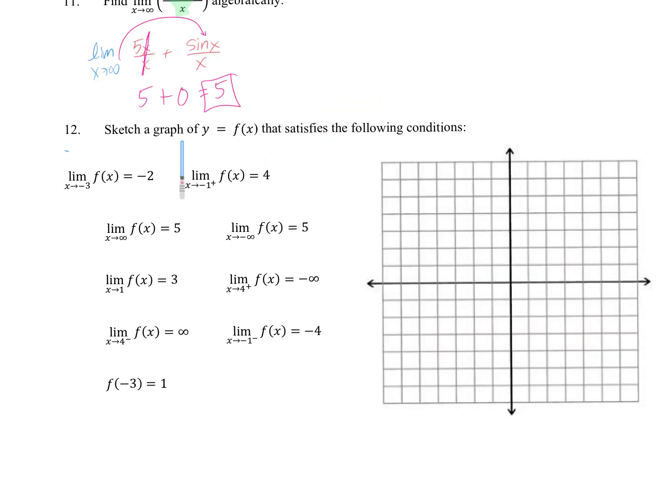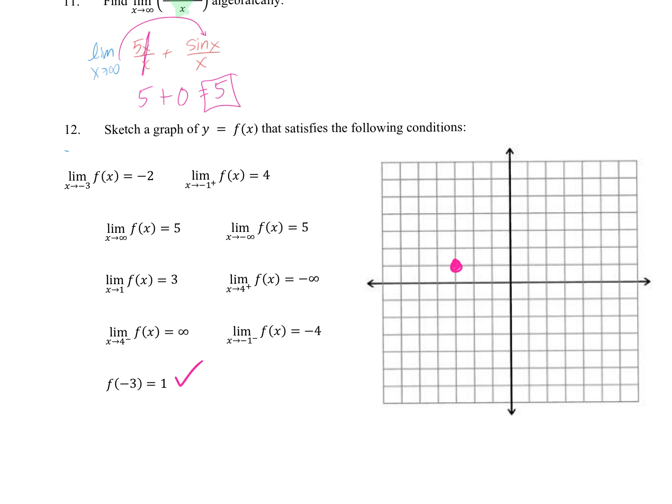Okay, we've got to sketch a graph that satisfies all 1, 2, 3, 4, 5, 9 of these things. Whew! Is there a point? Do we know that there's a point that I could just go to? F of -3 is 1. So this point, -3 is 1. Boom. I'm just going to draw myself a point, and I'm going to say I took care of that.